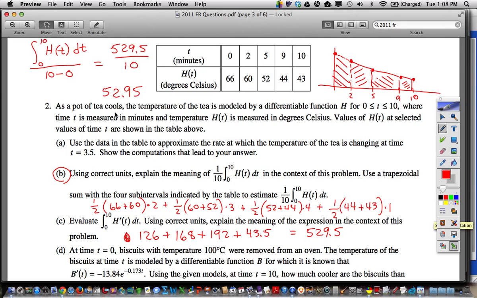52.95. So let's talk about units here, and then we'll get to answering the first part, explaining the meaning in the context of the problem. So you see what I did? I went in, plotted those points, drew myself some trapezoids, wrote out each of the trapezoids. Now, you notice how do we talk about trapezoids? F of x sub 0, f of x1, f of x2, and we talked about how you use the first edge in the first trapezoid. These two are your bases, so that's the 66 and the 60.